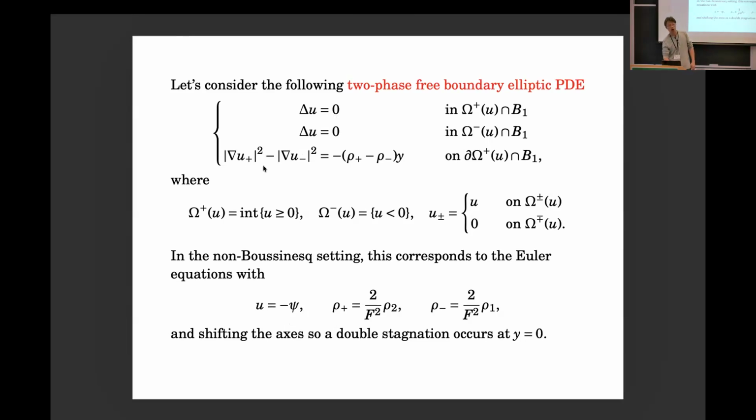And then you have this jump condition. So the jump in the gradient squared is proportional to the height, y. And now you wonder whether or not it can happen that you have a double stagnation point. In this case, the double stagnation means that this is equal to 0, this is equal to 0, so y has to be 0.